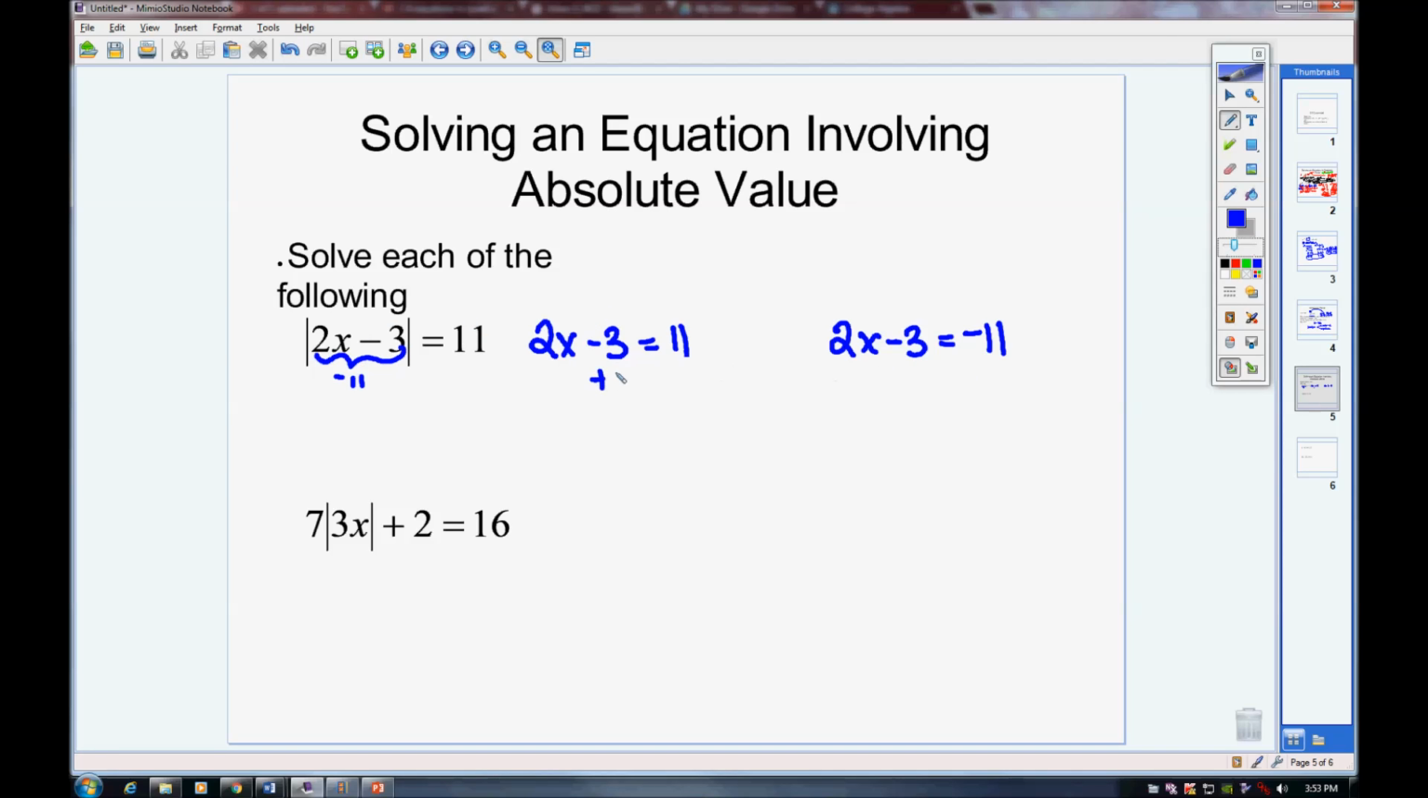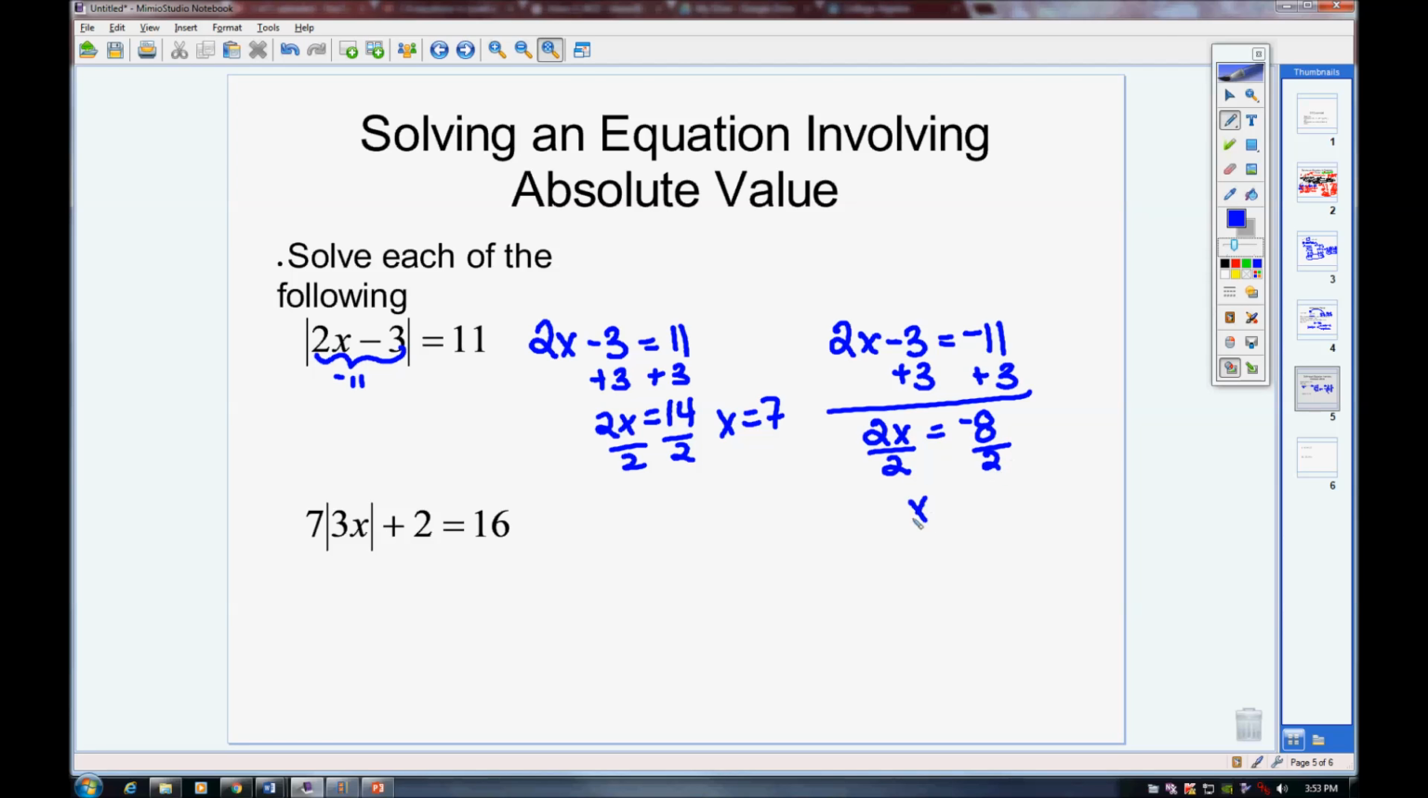And it's just as simple as adding 3 and dividing by 2. And I get 7 for one of my answers. Still going to add 3, but if you look at it, what happens is, before when I added 3 I got 14, but now because that 11 is negative, if I add 3, I actually get negative 8. Divide by 2, x equals negative 4. So my two solutions are 7, negative 4.